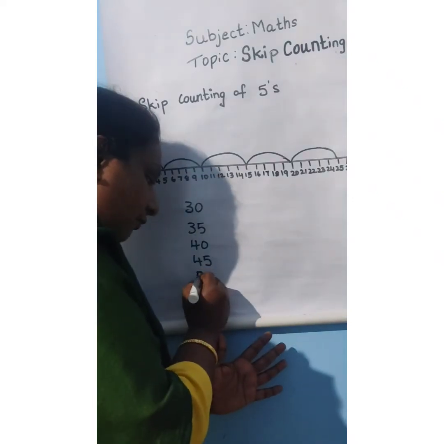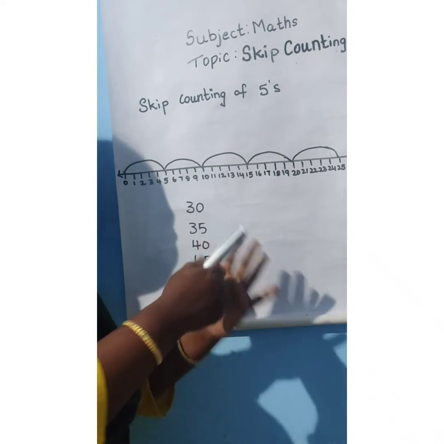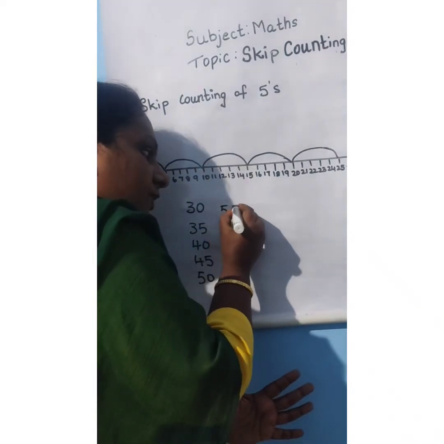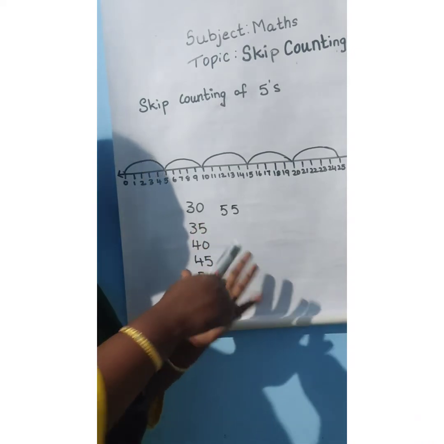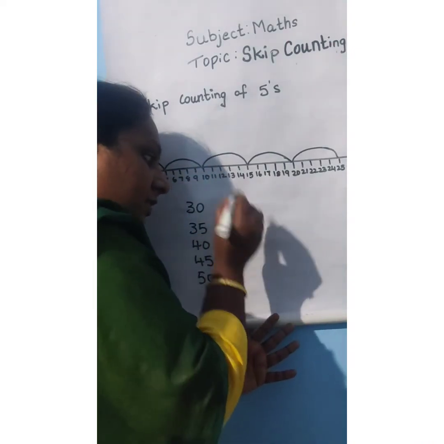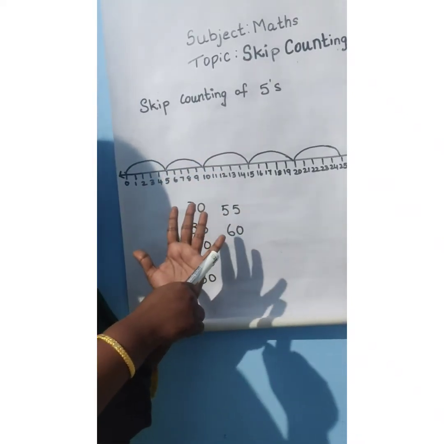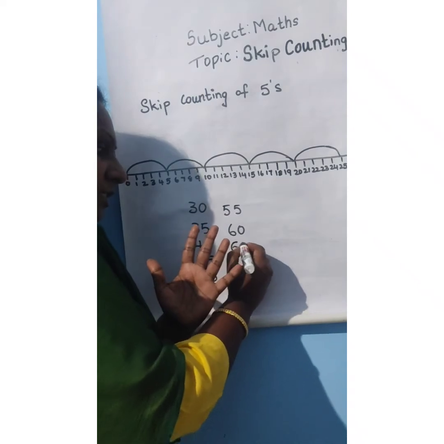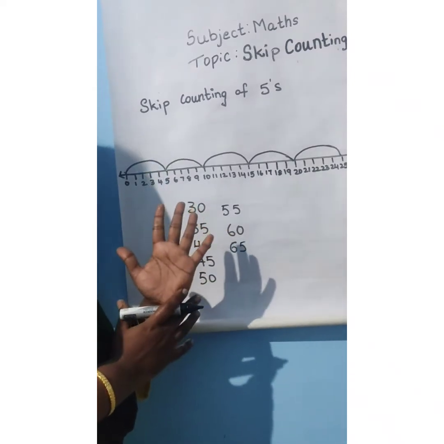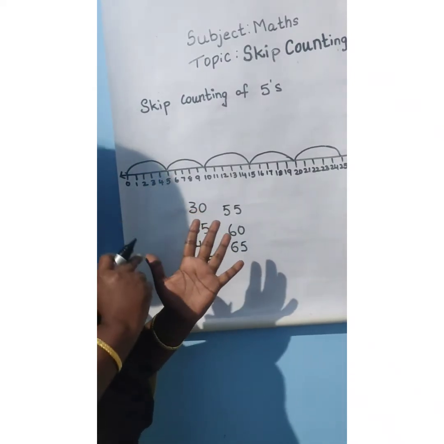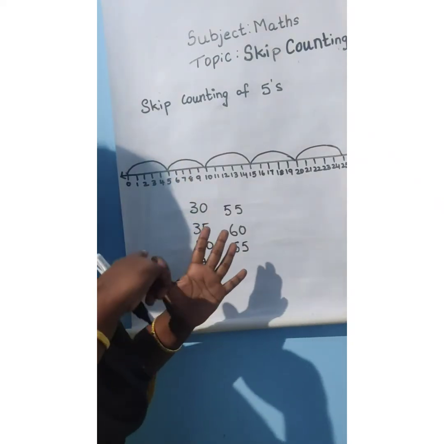So write here 50. So the next is 51, 52, 53, 54, 55. So write here 55. Okay, so 56, 57, 58, 59, 60. So write here 60. So after 60, 61, 62, 63, 64, 65. So write here 65. Okay, so skip counting of 5 means you have to count 5 numbers and you have to write the 5th number. Just don't write the next number. You have to count 5 numbers and write the 5th number.